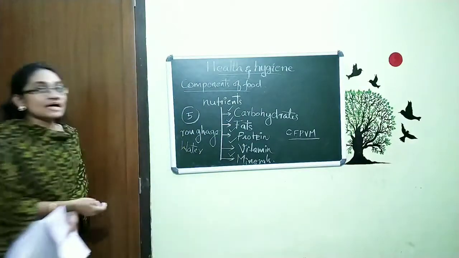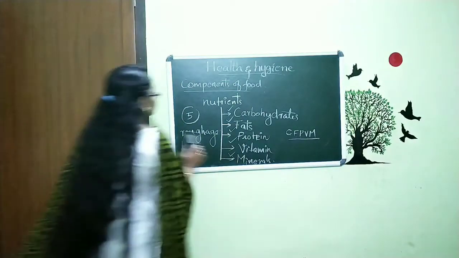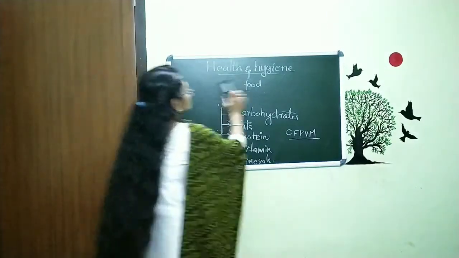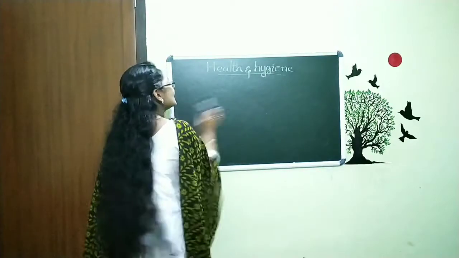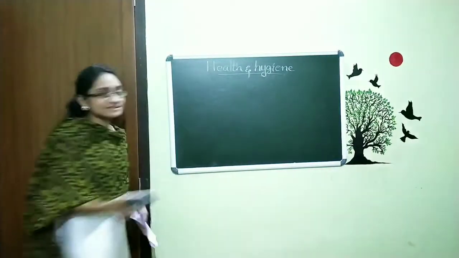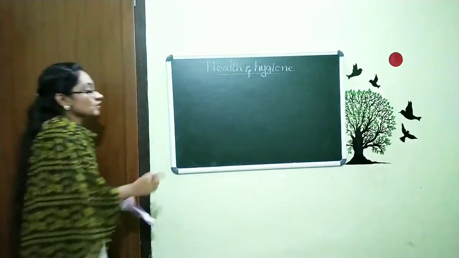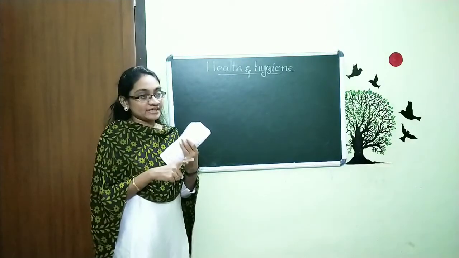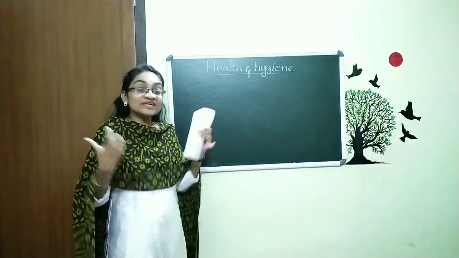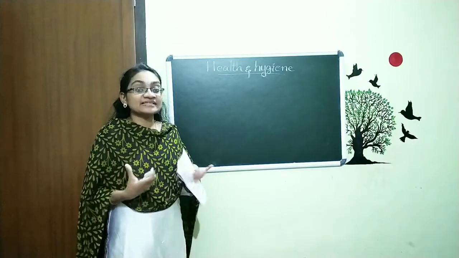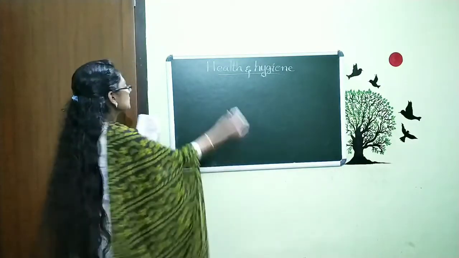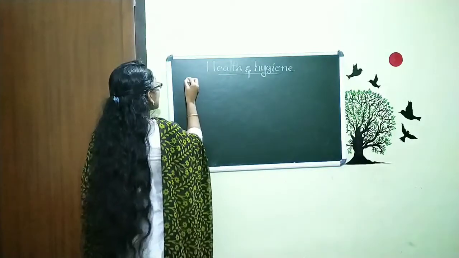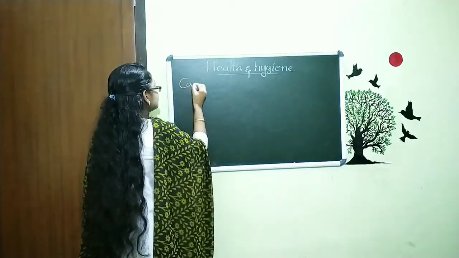The first one is carbohydrates. Now the question is, what are carbohydrates? When you study this area, you want to focus on what carbohydrates are. Then you want to study which food items contain carbohydrates or vitamins, like that. So first we are going to discuss carbohydrates.